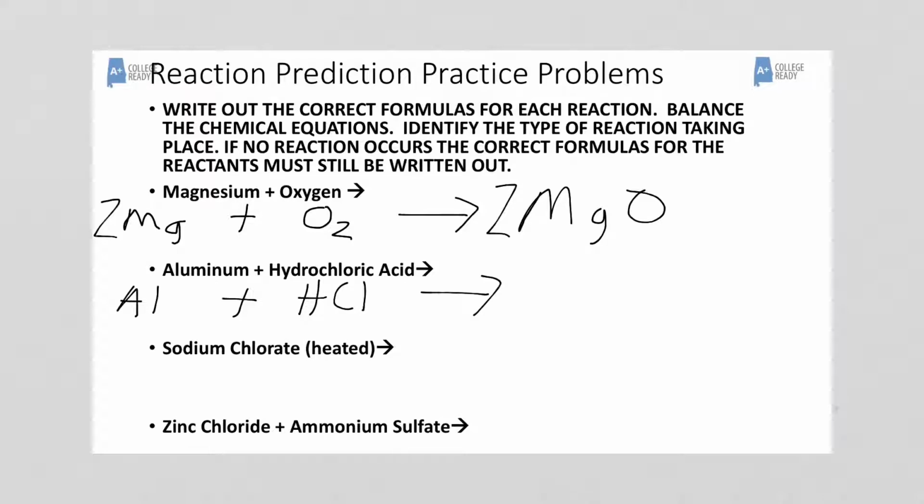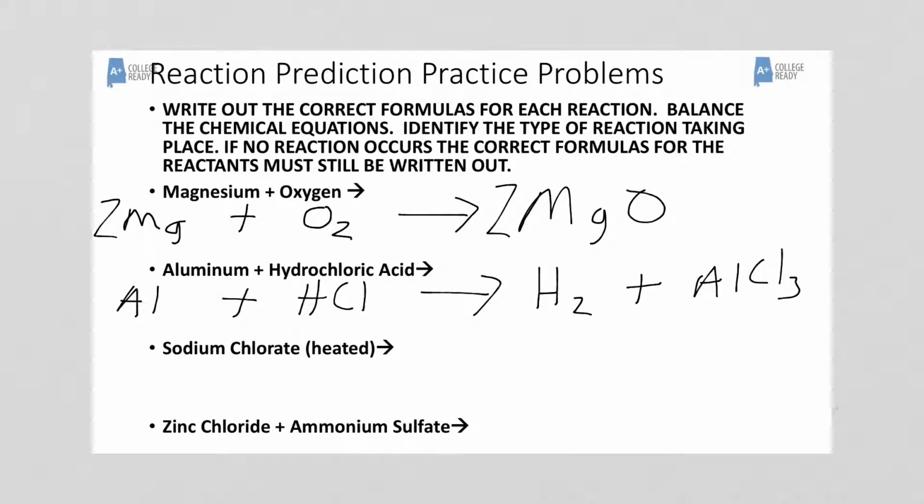And that means that the metal will replace all hydrogen from the acid. So we're going to get hydrogen gas being expelled as H2, and we're going to get a compound between aluminum and chloride. Well, aluminum is a 3+ ion, chloride's a 1- ion, so aluminum chloride is AlCl3.